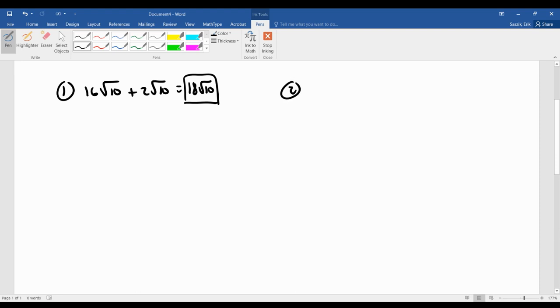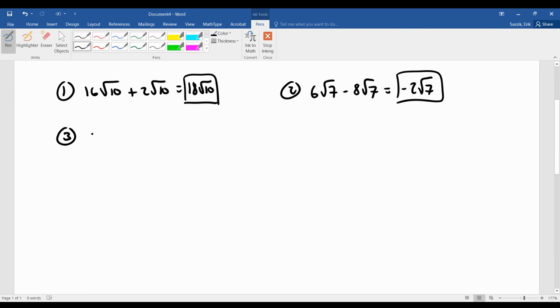So again, this is going to be a very quick lesson. If I had something like this, 6 root 7 minus 8 root 7, because they're both root 7s, I can do that. That would be negative 2 root 7, because 6 minus 8 is negative 2. So again, we're just combining like terms. Now, there are a couple other things I want to point out.